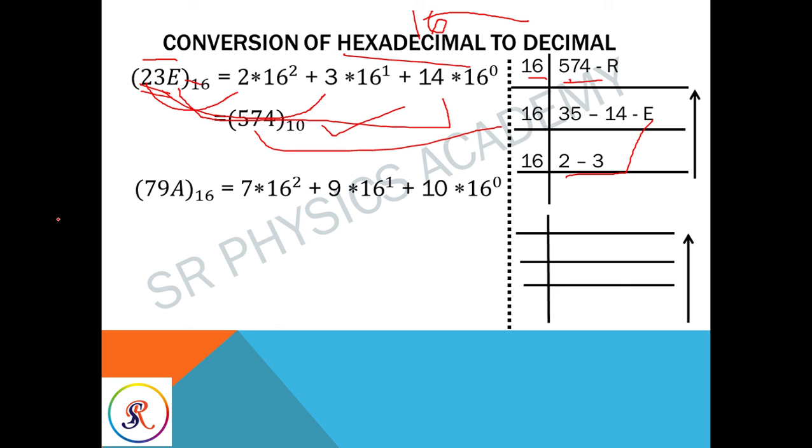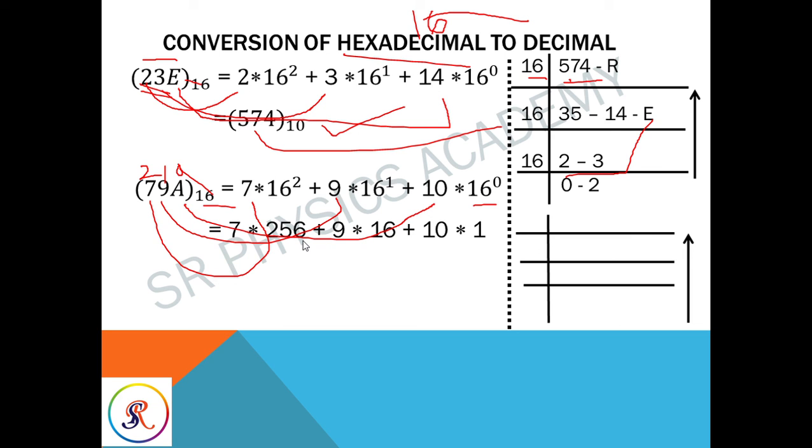Next, one more example, 79E. Same process we have done here. That means A. So A means, in the truth table, the number is 10. Next, we have written here the 9 value, then the 7 value. After that, this 16 we have written. We know the power, 0 means A, then 1, 2, left to right. So A power 0, 16 means 0 here. Then after that 16 power 1, 16 raised to 2.